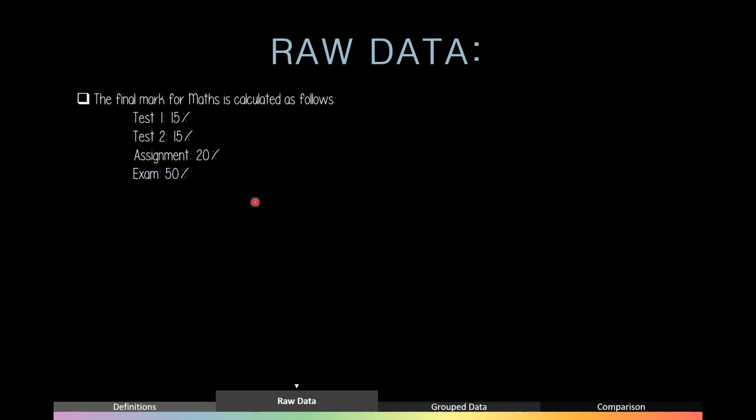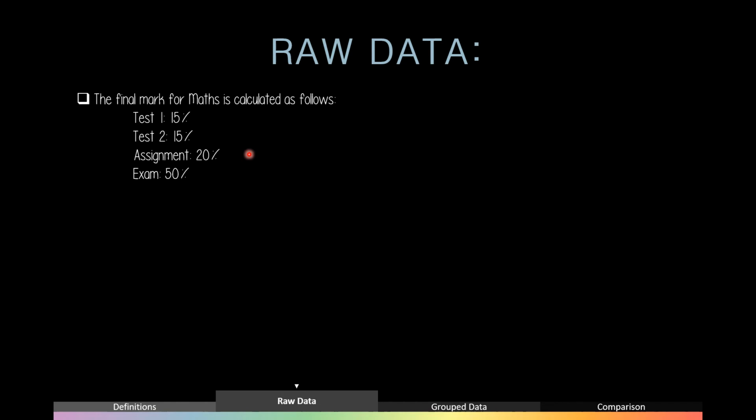All right, so now we're putting that concept into a realistic scenario, and this would probably be useful for you when you want to calculate your final mark. We are told that for maths, the final mark is calculated using these 4 assessments, where test 1 and test 2 contribute 15%, the assignment contributes 20%, and the exam is contributing 50% to the final mark. So we can see that these weights that have been given will sum to 1 or 100%. That's not always the case.